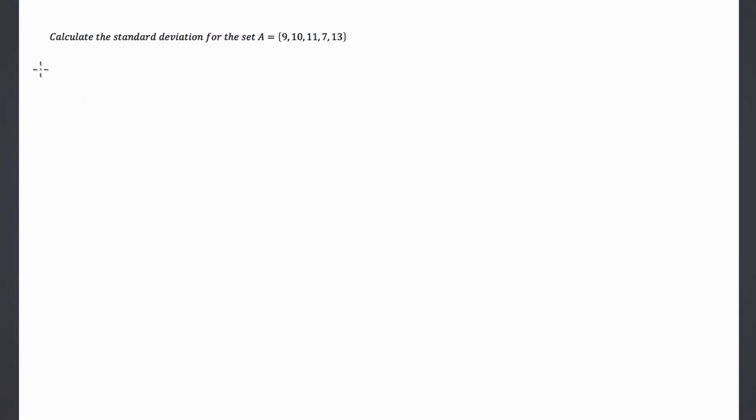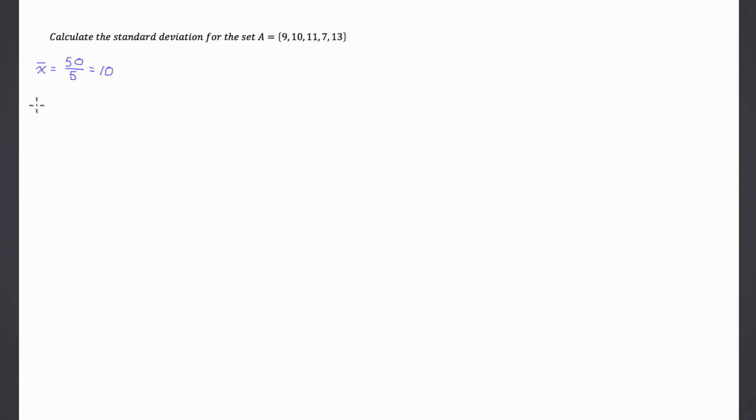As you can probably imagine, the first thing we have to do is find the mean of this data set. So let's get straight to it. The mean is going to be equal to all the numbers added together. So 9 plus 10 plus 11 plus 7 plus 13. So that is 50. And we divide that by the amount of elements in the set, which is 5. And so the mean of this data set is 10.